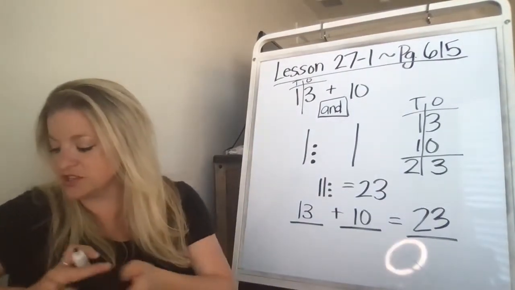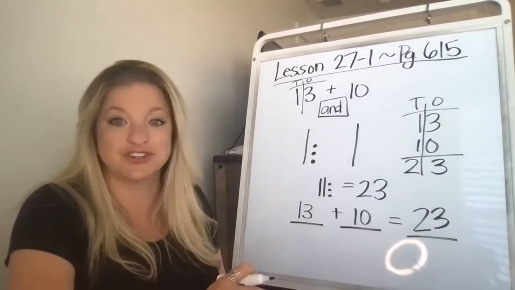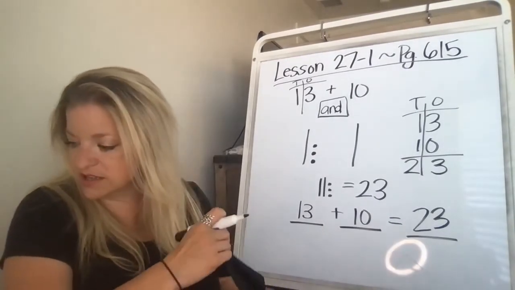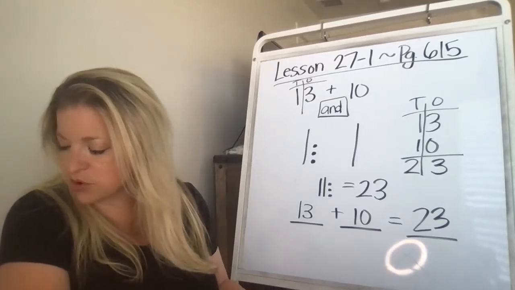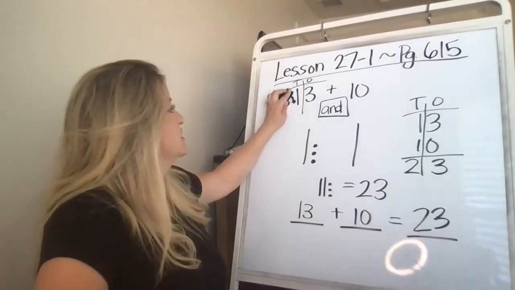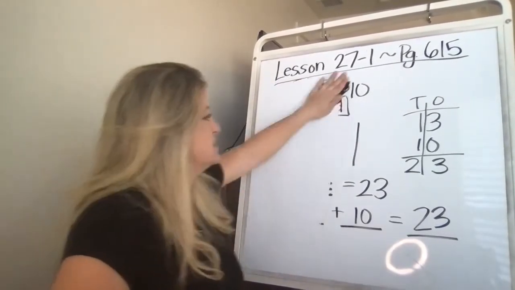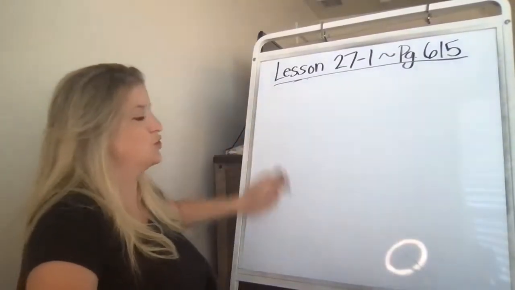The next page is page 616, and it has a beautiful starfish and some shells. It says Maria has 17 shells. She finds 20 more. How many shells does Maria have now? Interesting. All right, so I'm going to erase this. And first things first, I'm going to circle the numbers.